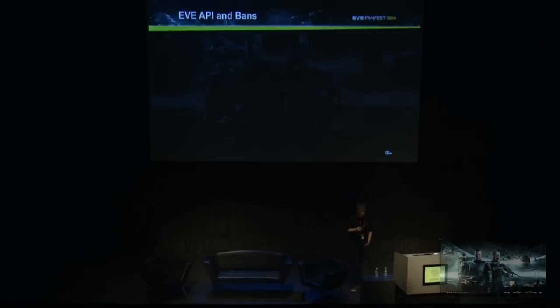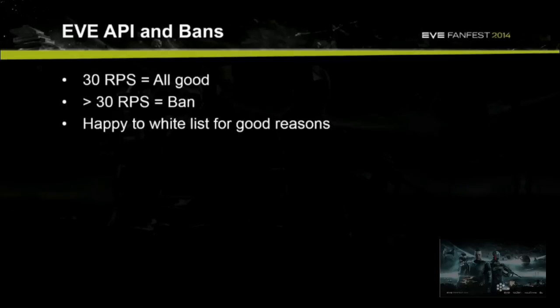I want to point out that these numbers are not necessarily exact science as far as our banning is concerned. If you do a bit of burst and whatnot, you should be okay. You should be good at 30 requests a second. If you go above 30 requests a second, we very well will probably ban your IP.